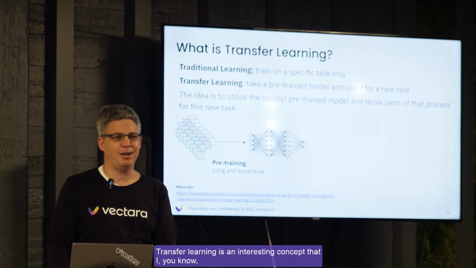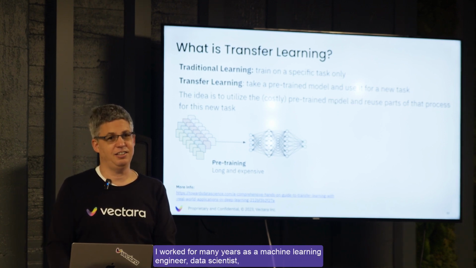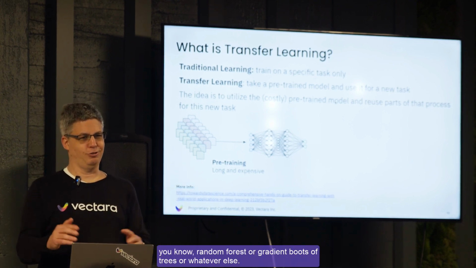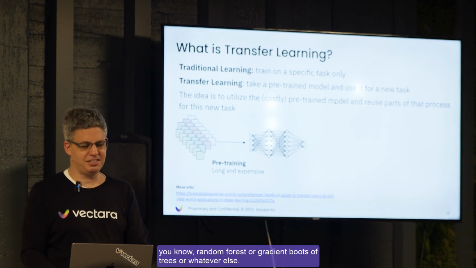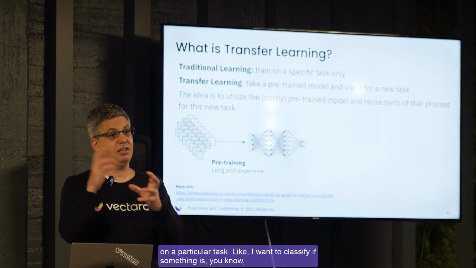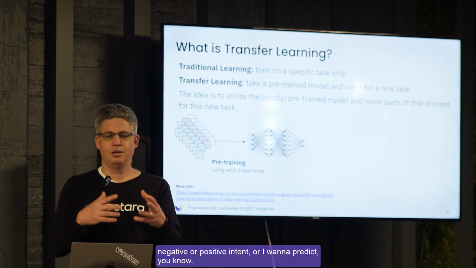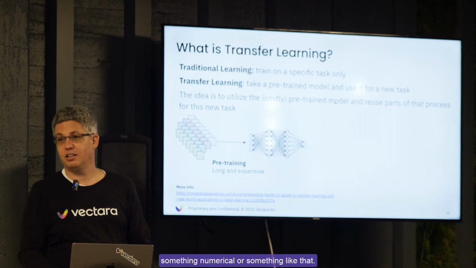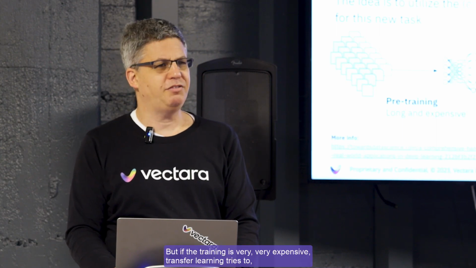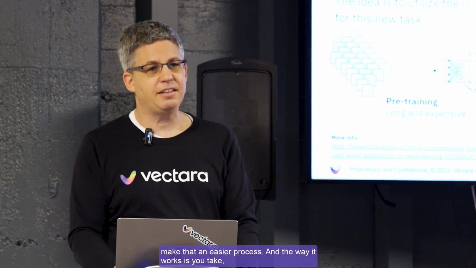Transfer learning is an interesting concept. I worked for many years as a machine learning engineer and data scientist, where what I call traditional learning, for lack of a better word, used random forest or gradient boosted trees or whatever else. Traditionally, we took data and trained on a particular task, like classifying whether something is negative or positive intent, or predicting something numerical. Now, that's still good. That's a way to do it. But if the training is very, very expensive, transfer learning tries to make that an easier process.